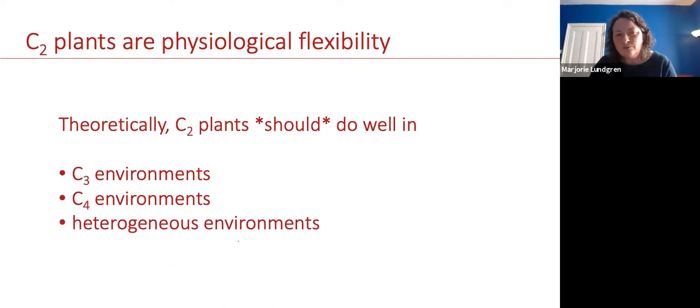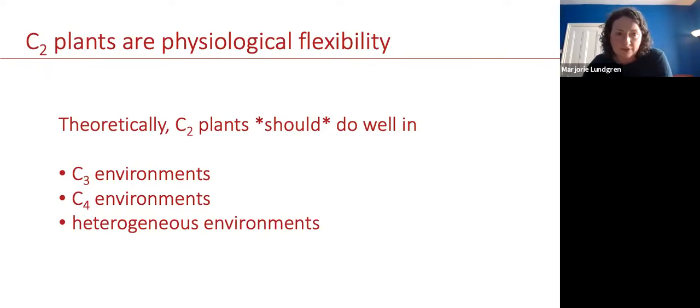But they should also do particularly well in heterogeneous environments, because they can kind of turn on and off this C2 business depending on how much photorespiration there is. They should be able to do well in environments that are constantly shifting back and forth. So this is kind of the idea in theory. With that said, we do need to consider potential costs that might be associated with C2 photosynthesis and how that might play in here. But for the most part, you can see why these C2 plants are so ecologically widespread. It's because of this physiological flexibility, I hypothesize.